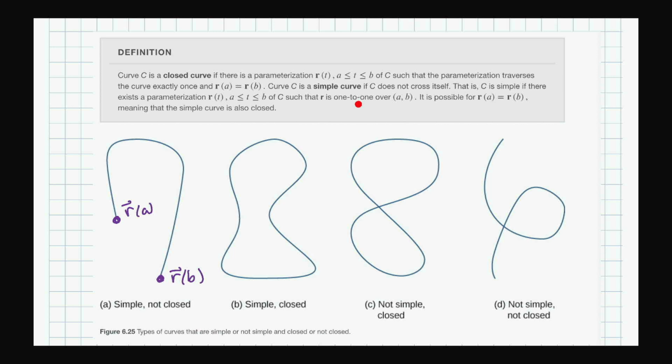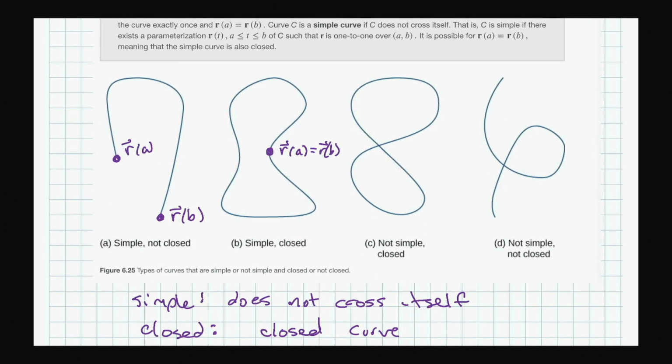So if it's one-to-one, that means none of the points are repeated, which stops this from happening. Except for the possibility that R of A equals R of B. So like here you have a dot and you can say that's R of A and it's R of B. And this next curve does not meet that definition, because if you call this R of A and it's R of B, maybe that could be R of A and R of B.